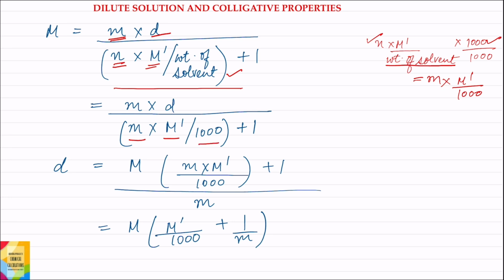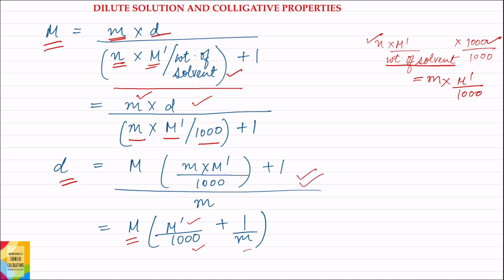So now we get the equation molarity is equal to molality into density divided by molality into molecular weight divided by 1000 plus 1. Now rearranging, we get density is equal to molarity into molecular weight divided by 1000 plus 1 divided by m. Now further solving this, we get density is equal to molarity and in bracket molecular weight divided by 1000 plus 1 by molality.